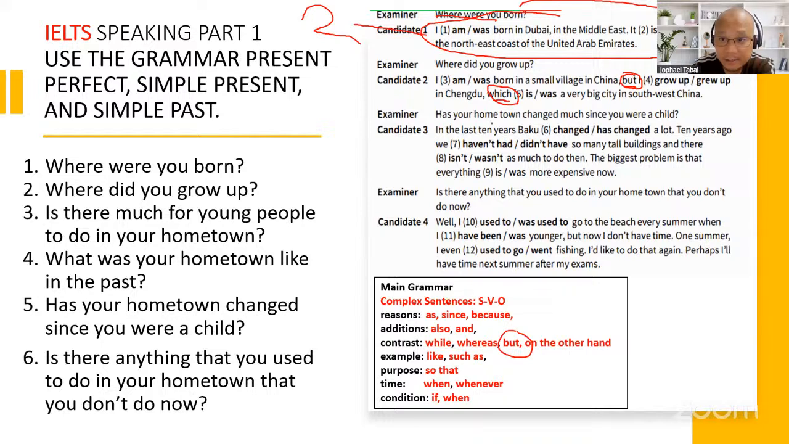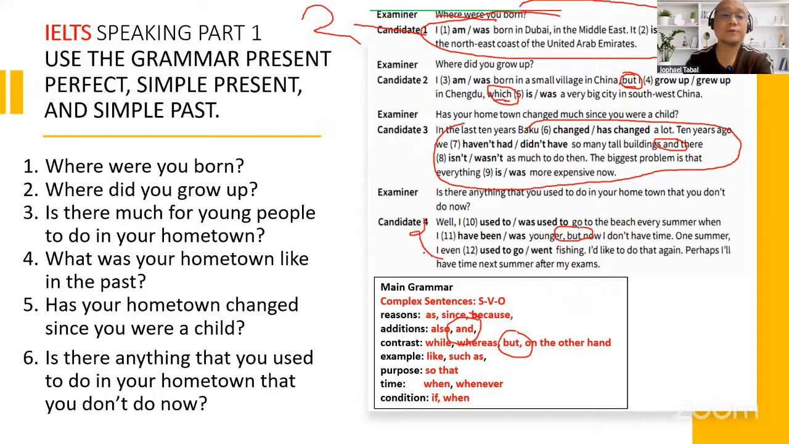Number 3, in the last 10 years, this is 1, 2, 3 sentences, okay? And so we have one conjunction, and, okay? So also two sentences, all right? And here for the last question, we have but, okay? This is 4 sentences, okay?